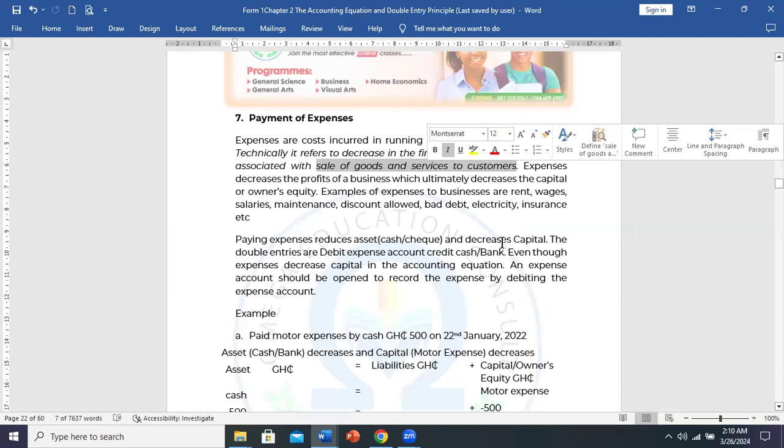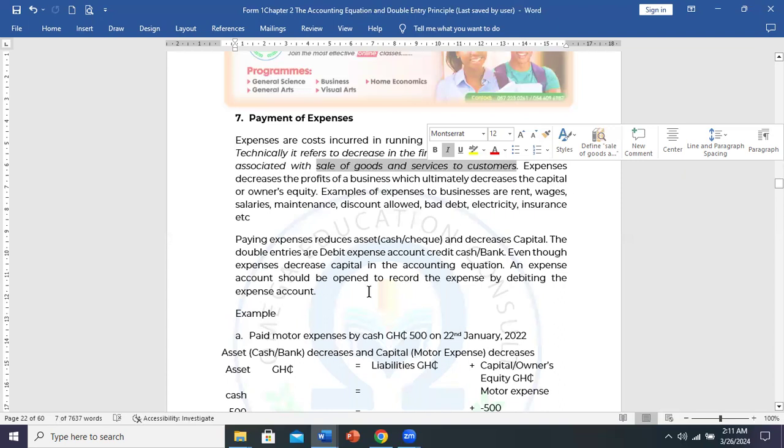What is the double entry? If capital is decreasing, then we have to debit capital, right? But here, we will not debit the capital account, we will debit the expense account to show the decrease in capital. Remember, we said when capital decreases, it is debited. And if expenses will decrease capital, you have to debit the expense. The corresponding entry will be a credit in the cash or bank account because that cash or bank will decrease or reduce. And if an asset is decreasing, we credit.